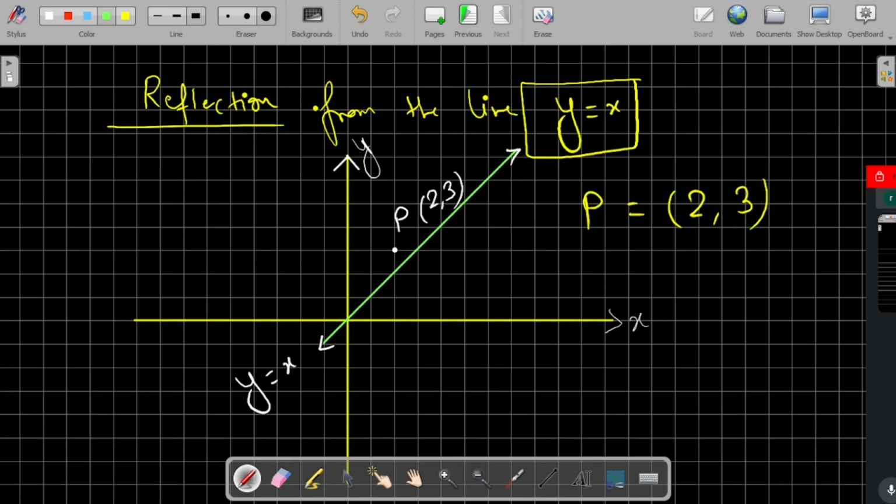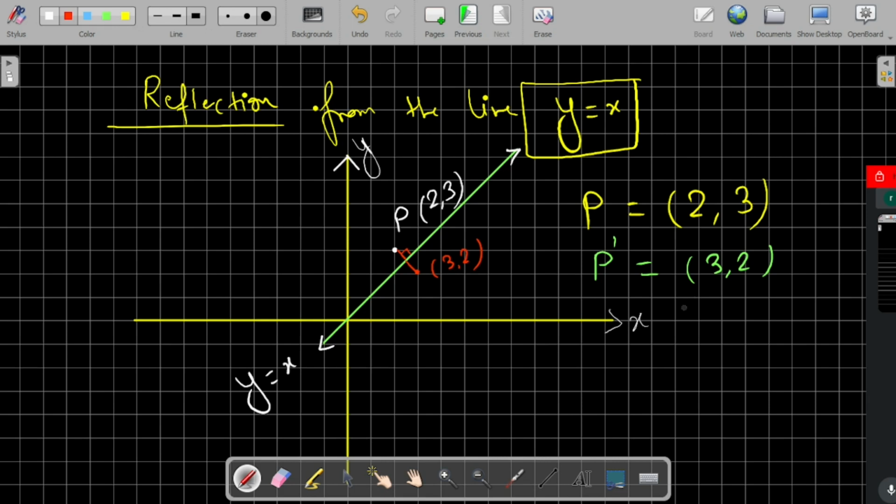So would it be 3 comma 2? Yes, its answer, P dash, will be 3 comma 2. How do you get this answer? It's an equal distance on the other side. You can see its perpendicular distance like this, so you have to proceed in the same line, and you will get this point, and its coordinate is 3 comma 2.